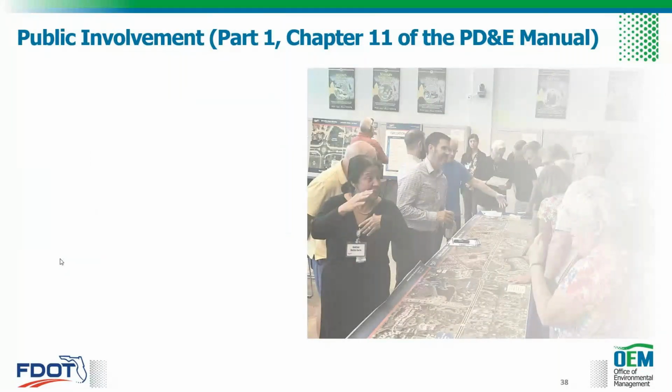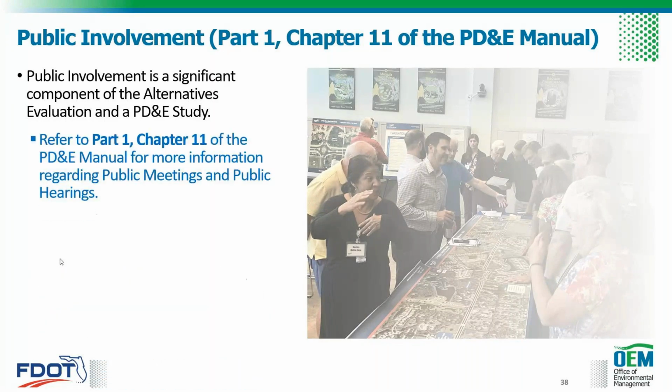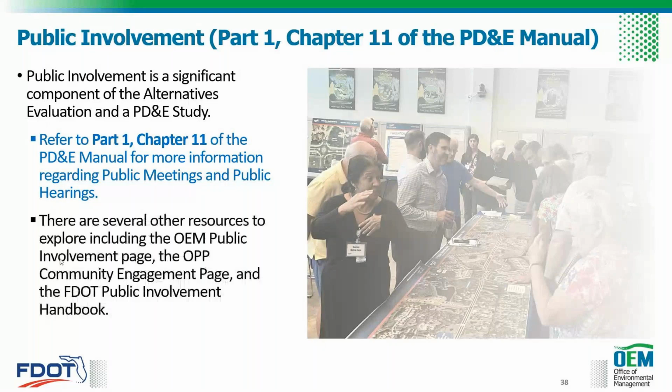Speaking of public involvement, I wanted to do a quick shout out to Part 1, Chapter 11 of the PD&E Manual. Public involvement is a significant component of the alternatives evaluation and of the PD&E study. So take a look at Part 1, Chapter 11 of the PD&E Manual for more information. The requirements for public meetings and public hearings are in that chapter. And there's also a bunch of other resources to explore, including the OEM public involvement webpage, the Office of Policy Planning Community Engagement page, and the FDOT Public Involvement Handbook. So a lot of information here is available to help with your PD&E study and FDOT projects.